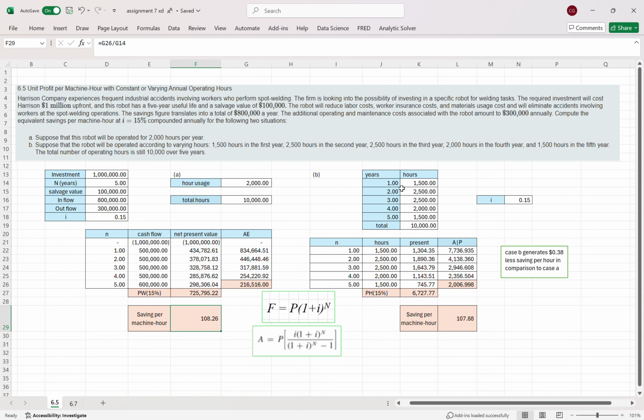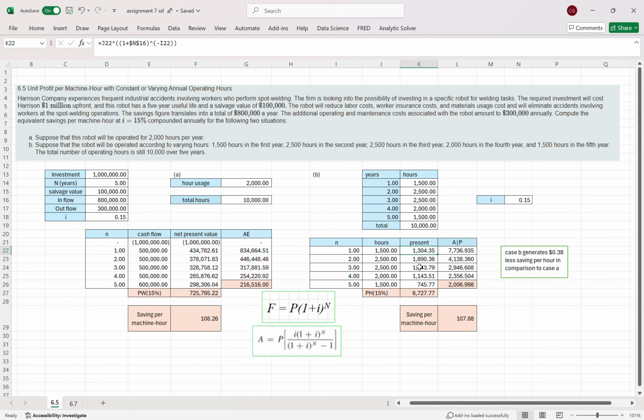So for option B, we have the hours varying depending on the period. So I used the same formulas, but to find different values, and these values represent the hour savings.